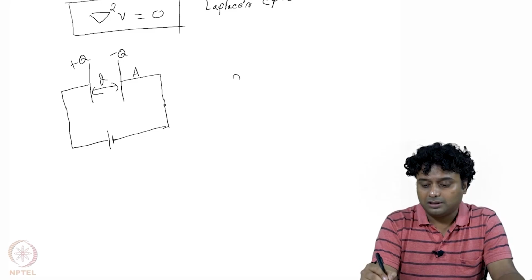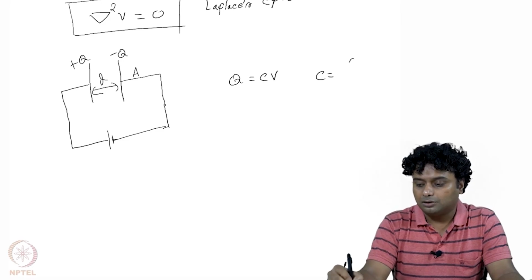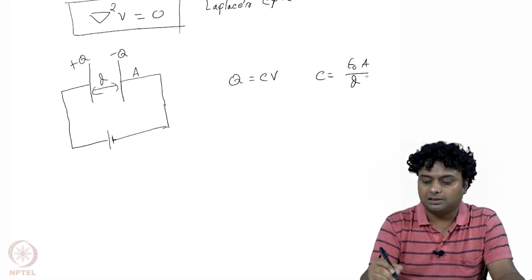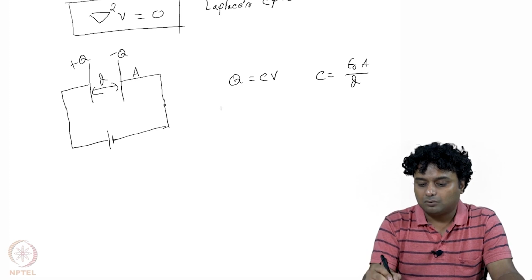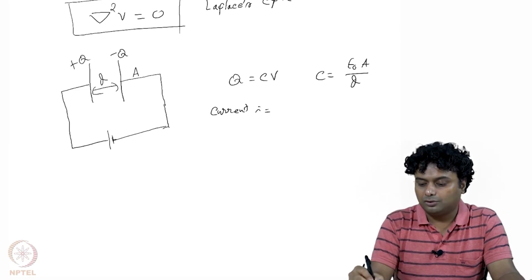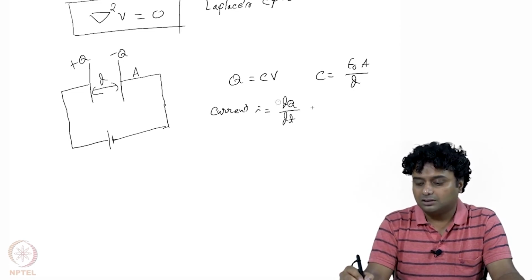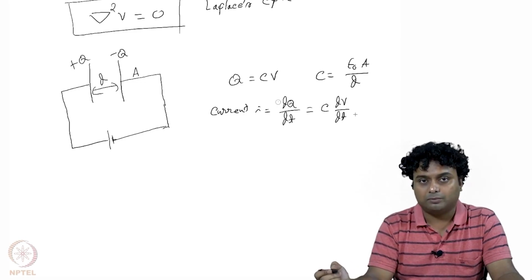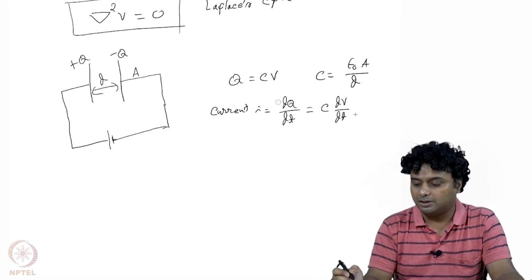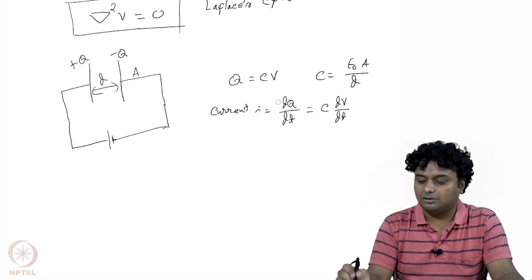So then what we have seen is that Q equals CV, where C equals epsilon naught A by d, right. Now if this is Q, then what is the current? Current I equals dq dt, right, the time derivative of the charge stored or charge flown, and then we have C into dV dt, because C, the capacitance, is constant and it is based on the geometry and the material of the parallel plate system. Now current I equals C dV dt.